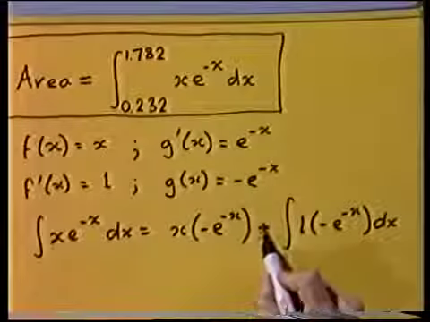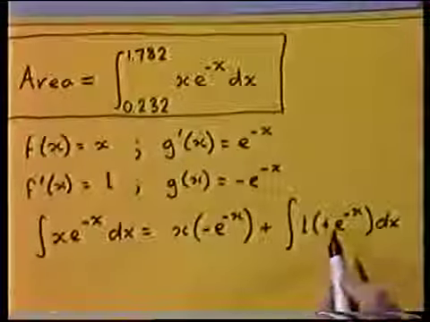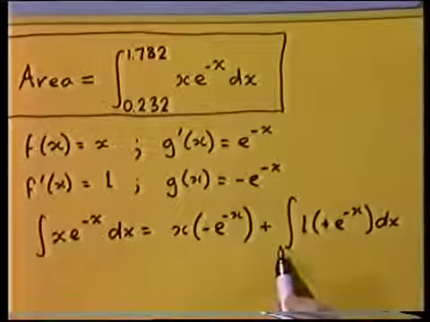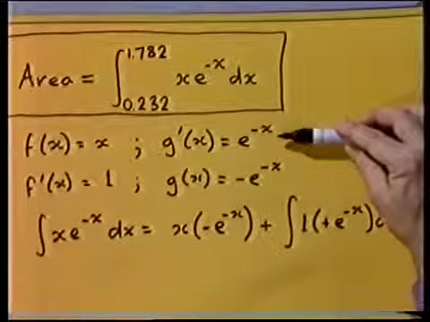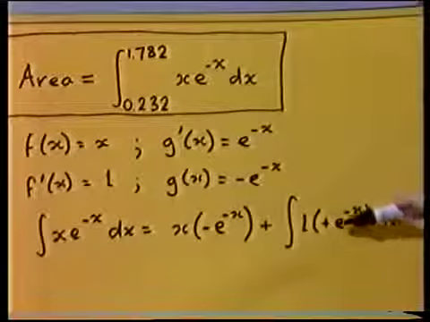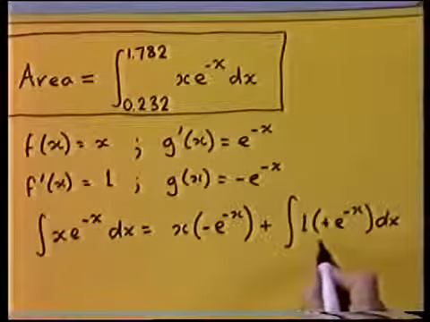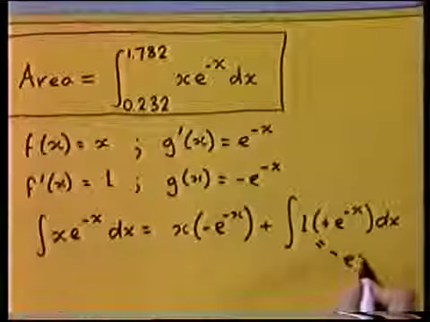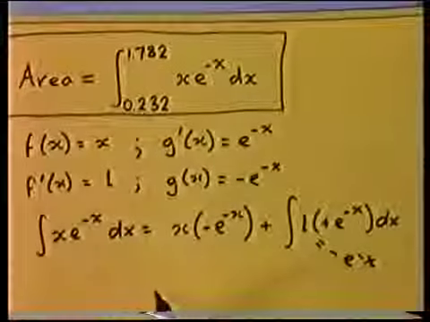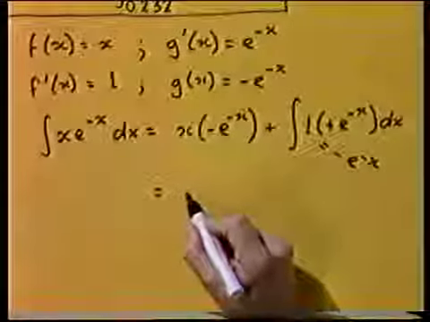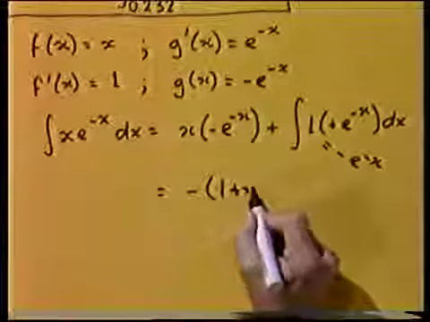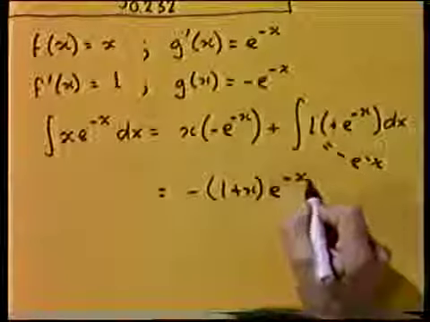Two minuses here make a plus. So this is the integral of e to the minus x. But we've just found that e to the minus x was the same as g prime, so this integral is minus e to the minus x again. And tidying all that up gives minus 1 plus x, e to the minus x.